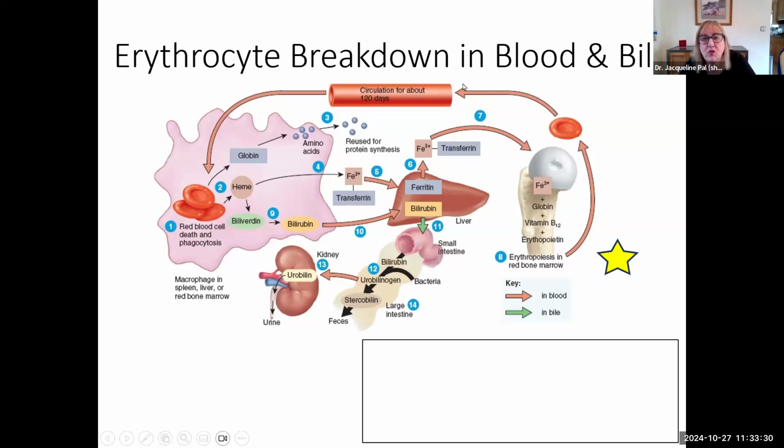Here's our red blood cell traveling around for 128 days. It's all dinged up. Now it needs to be broken down. Macrophages are going to do phagocytosis of it. The globin is broken down to amino acids and can be reused for any kind of protein synthesis. The heme molecule gets broken down.